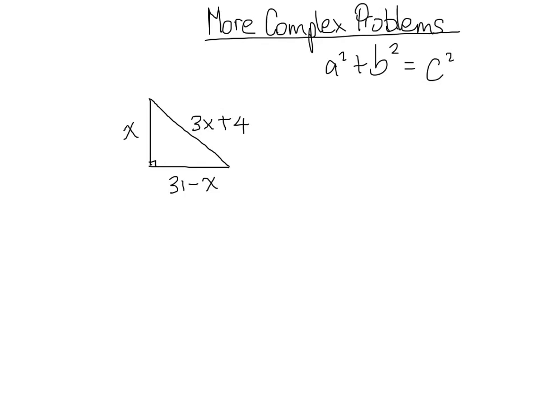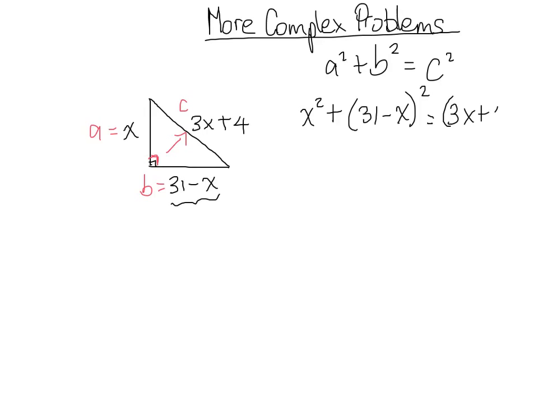And in this case, since our right angle is here, our c is 3x plus 4. And our a and b can be over here. So in this case, x squared plus, we have here 31 minus x squared, because 31 minus x is our b, is equal to, and we can put this in parentheses, 3x plus 4 squared. So that's the setup there.